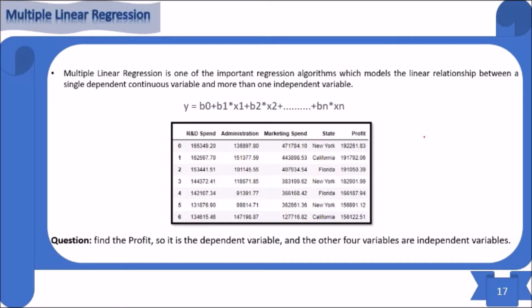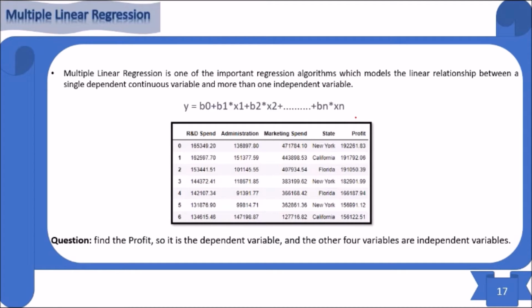Okay, the concept of multiple linear regression can be understood by using this formula: y = b0 + b1x1 + b2x2 + ... + bnxn. In this equation, y is a single dependent variable. It depends on more than one independent variable, that is x1, x2 up to xn. Okay, so now let's do it together.